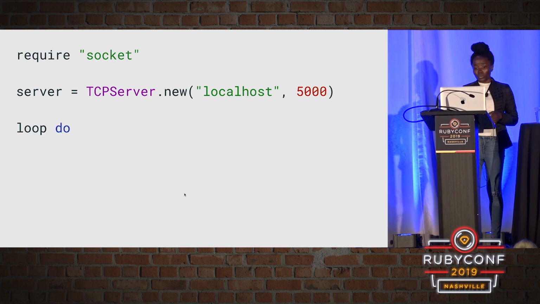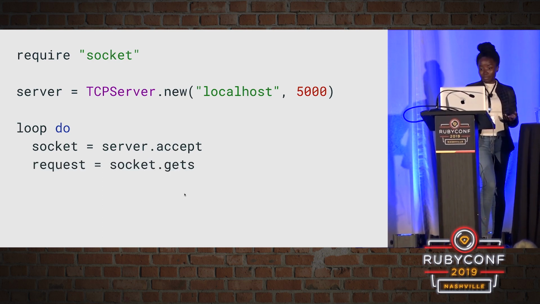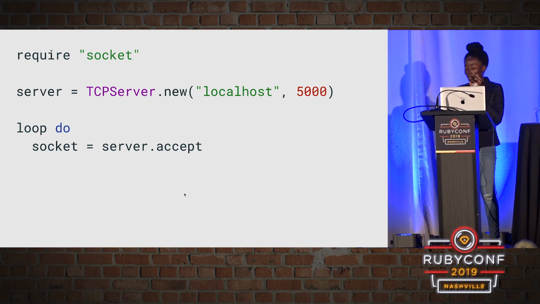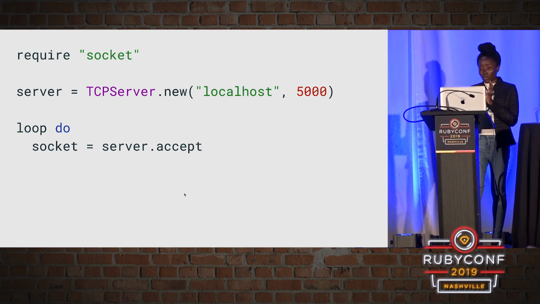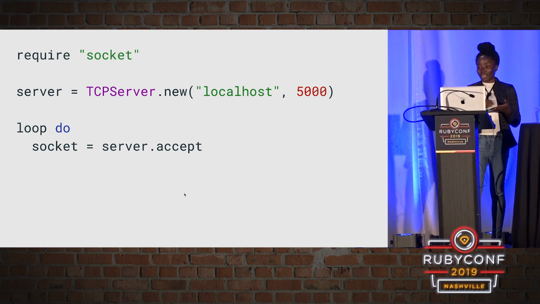Next, we want to loop infinitely so that we can process our incoming connections one at a time. That will wait until a client connects to our server, and then it will return a TCP socket that can be used in a similar fashion to other Ruby IO objects.